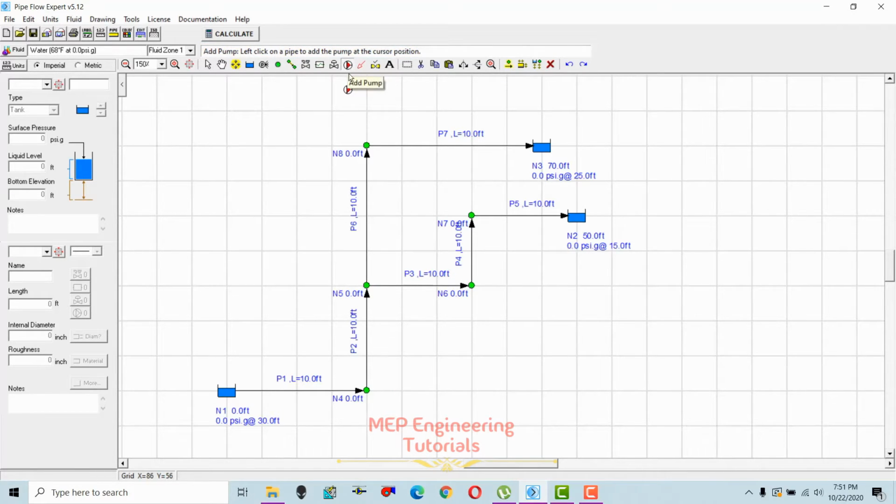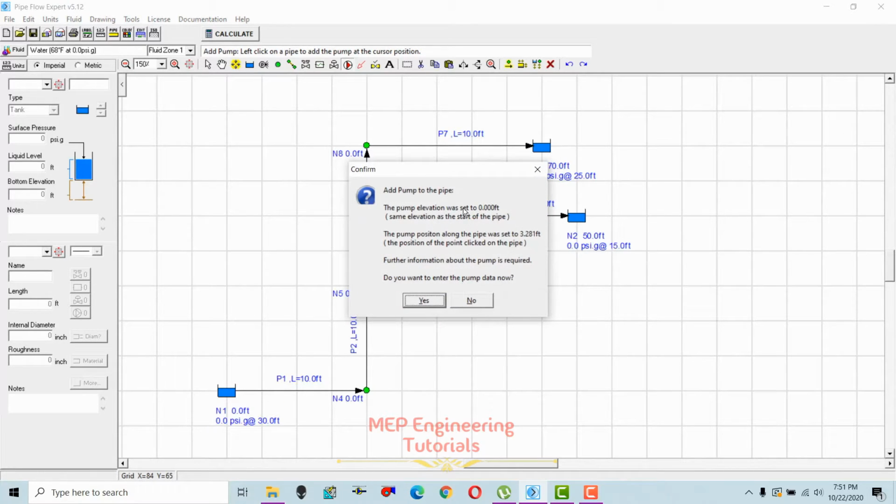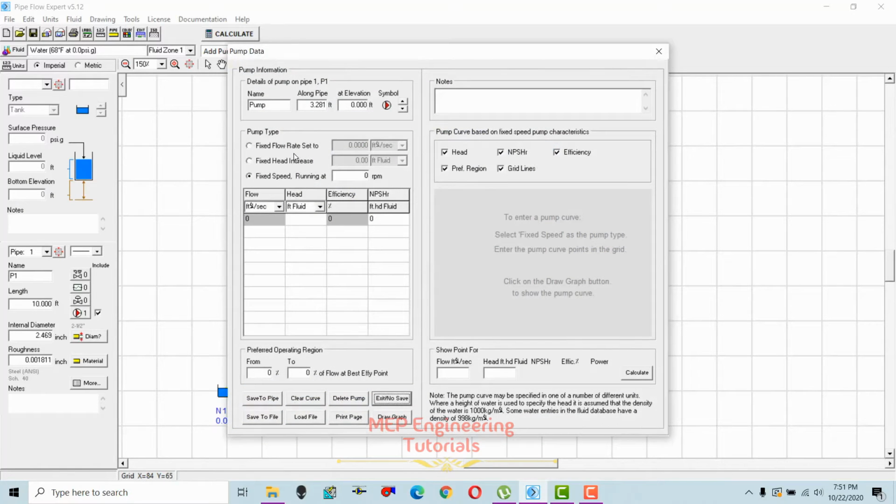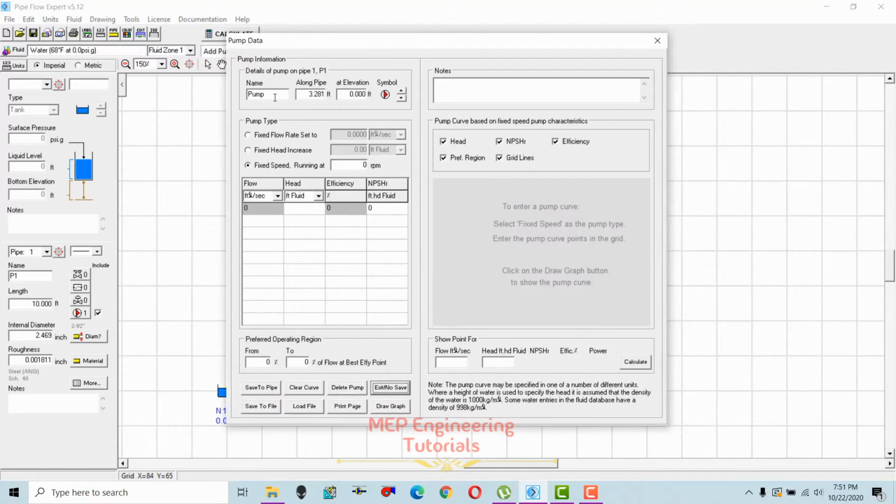You just select the pump from here and click the pipe here, and you can place the pump. If you want to change the default data, you can change it in here also. Yes, it will open this dialog box, so you can check this one. The pump is in here. There are three types of pump which you can select in here: fixed flow rate set to that much, fixed head increase, or fixed speed.